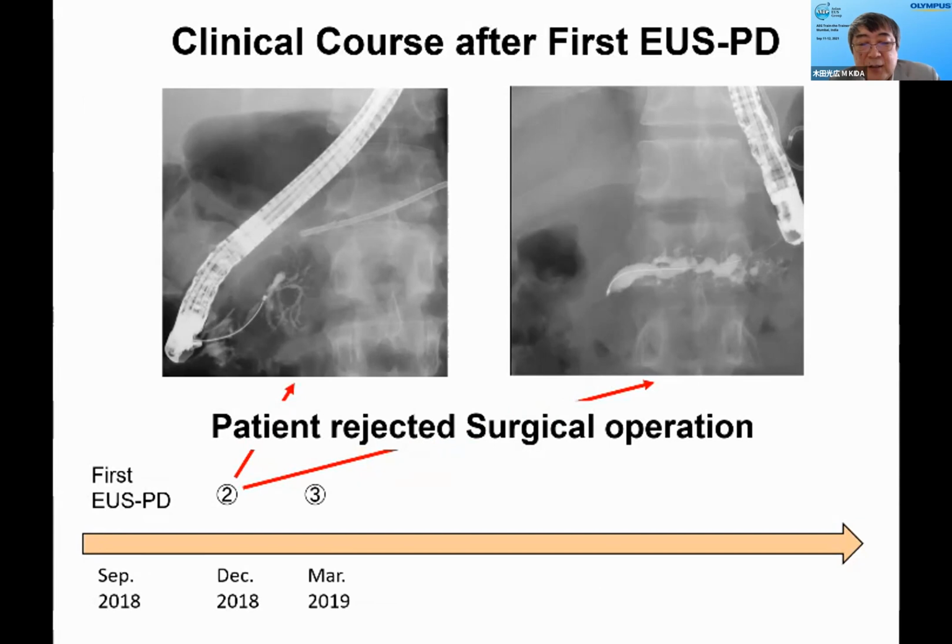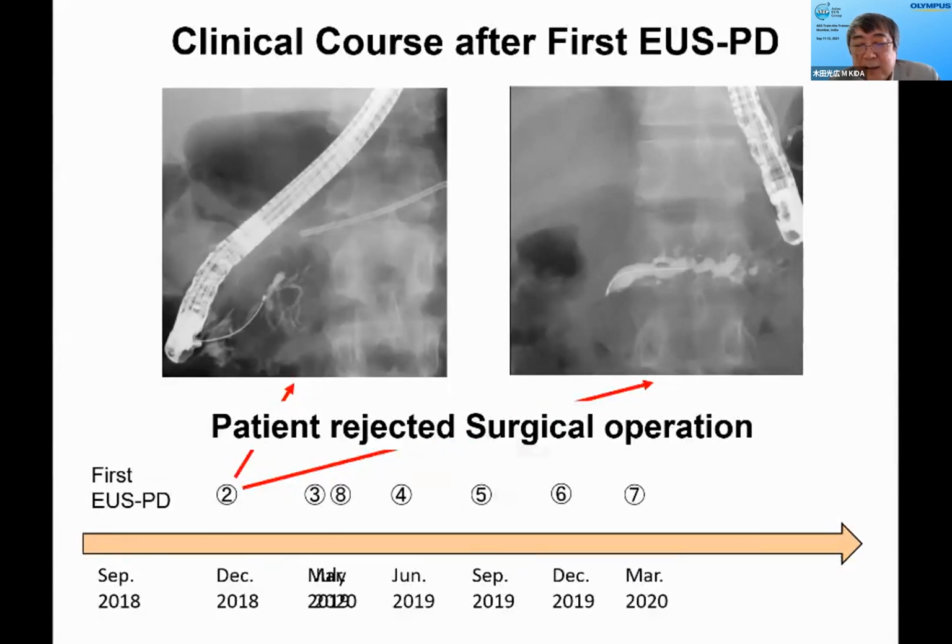Then we tried more than nine times, and this year we tried 10 times. We exchange the stent every 3 or 4 months. This is because this is a benign disease. We have to repeat the EUS-PD forever in this case.